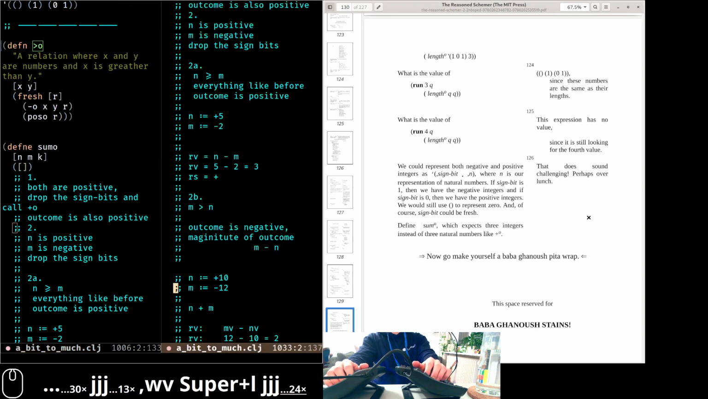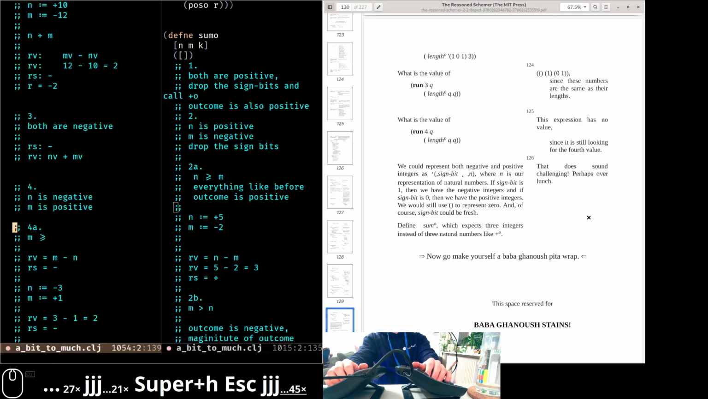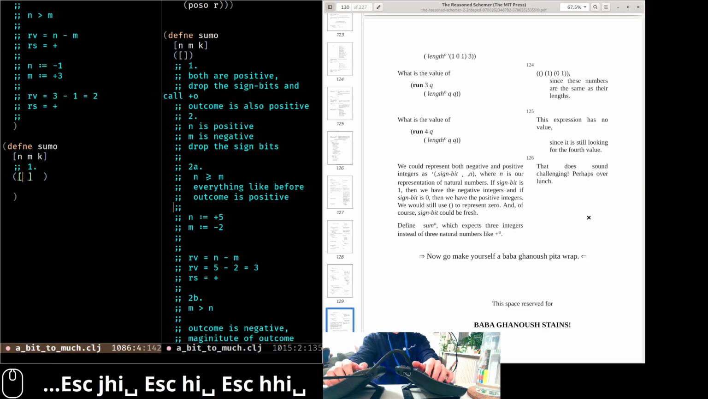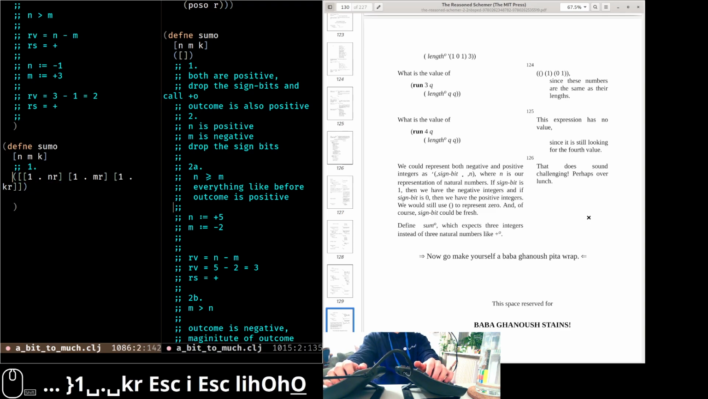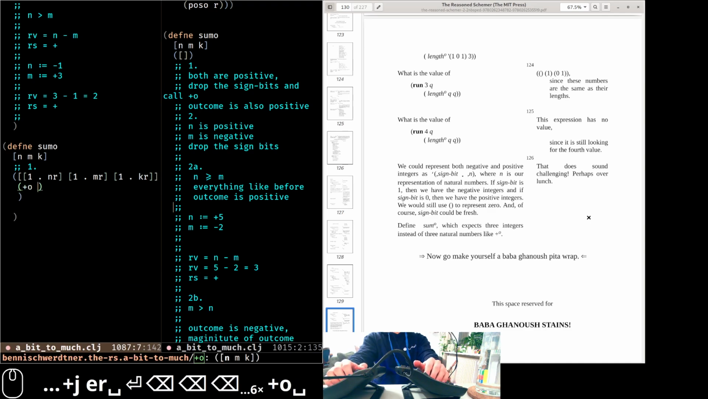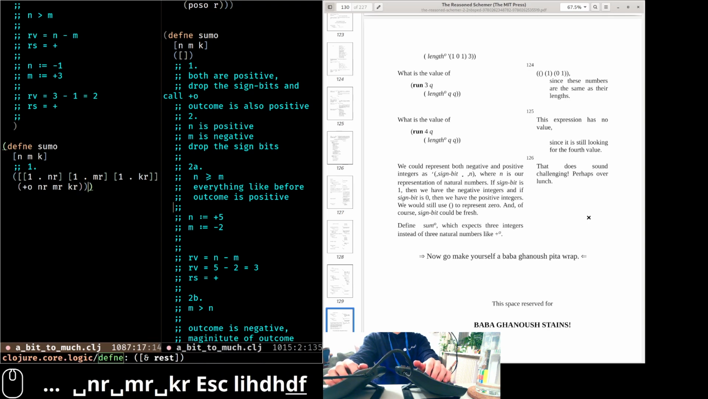I know I have written down such a large comment. Okay, case 1. They are both positive. This is easy. So here I'm gonna say NR for the rest of N and MR for the rest of M. So these are basically the numbers, and then the outcome will also be a positive number, and that will just be given by plus 1 NR, MR, KR. Okay, this was easy.